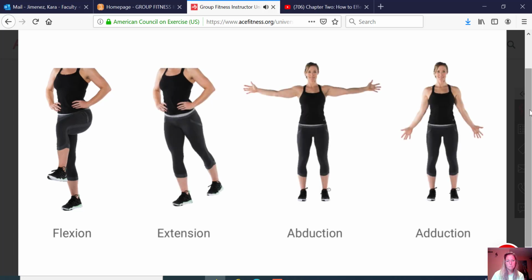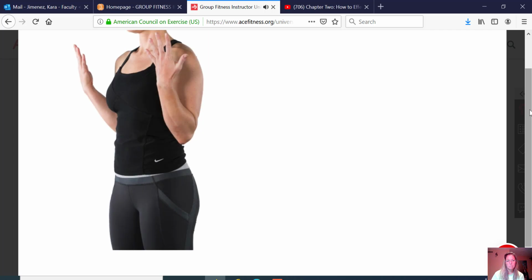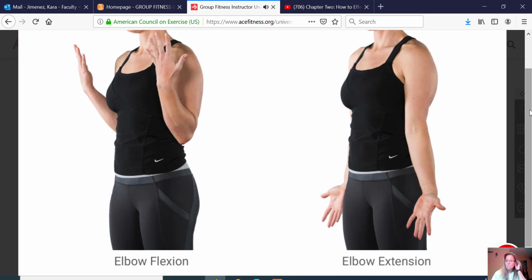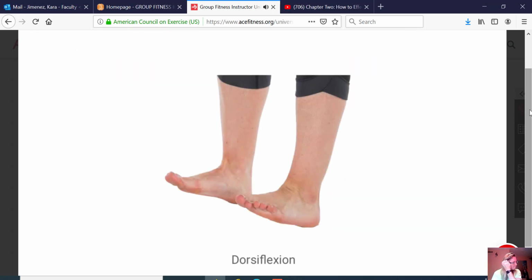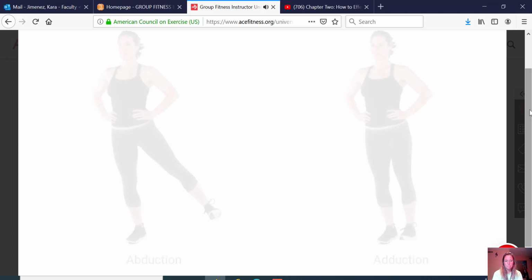During flexion, there is a decrease in the angle of the joint. In extension, there is an increase in the angle. For example, the up phase of a bicep curl produces elbow flexion. The down phase is elbow extension. There are two other types of flexion that occur only at the ankle joint. Dorsiflexion involves pulling the toes back towards the shin. Plantar flexion involves pointing the toes towards the floor.